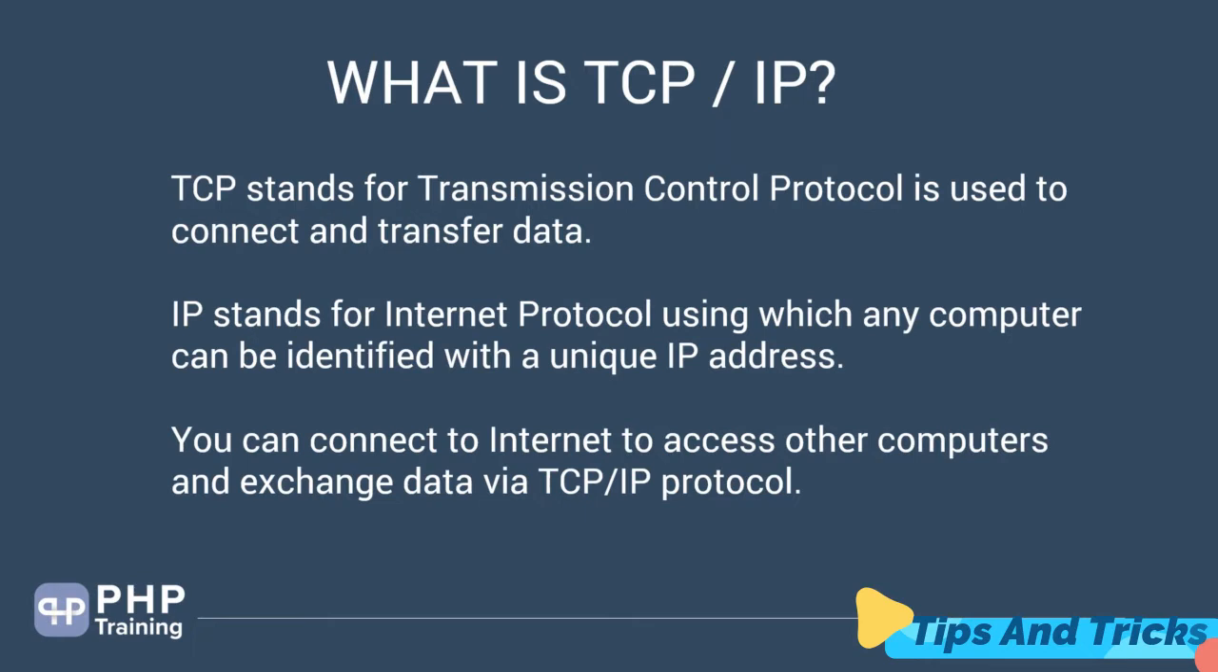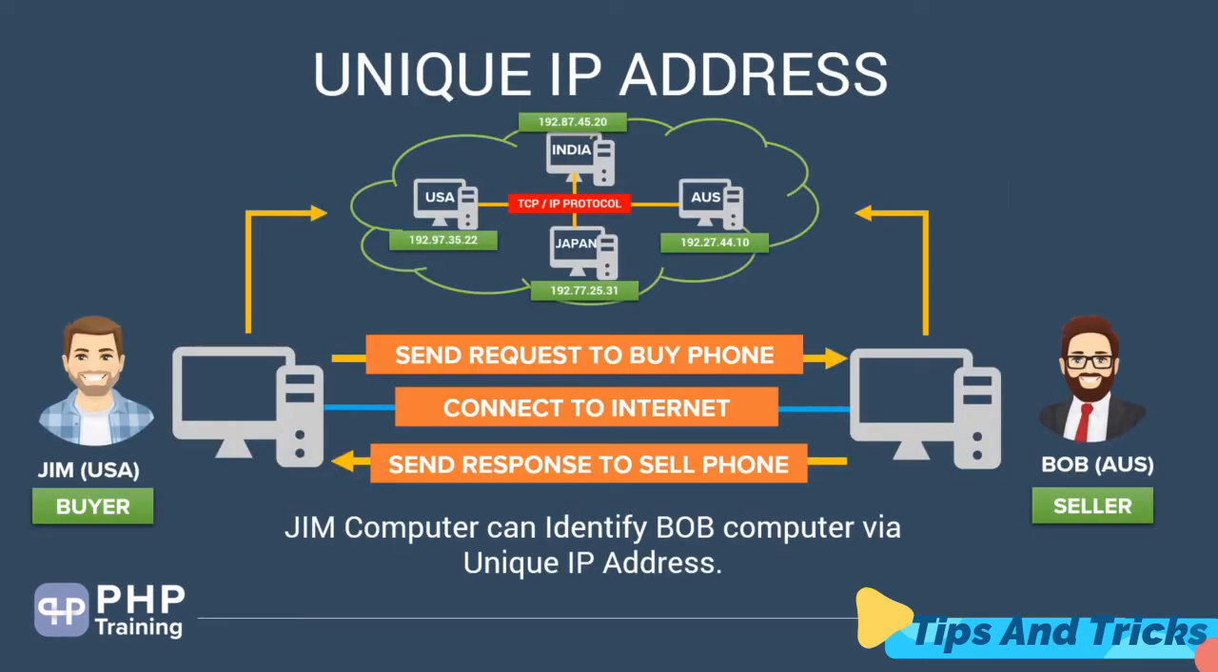Alright, let's go back to Jim and Bob's problem. Now Jim's computer can identify Bob's computer via a unique IP address. If you look at the diagram here, every computer on the internet has a unique IP address, and then the TCP/IP protocol can work. The transfer of data can work, and each computer can identify itself with a unique number. So the problem of Jim's computer identifying Bob's computer is solved by using the IP address. With the IP address, everyone can reach any computer they want. It's similar to phone numbers: you can reach any phone by dialing that phone number.